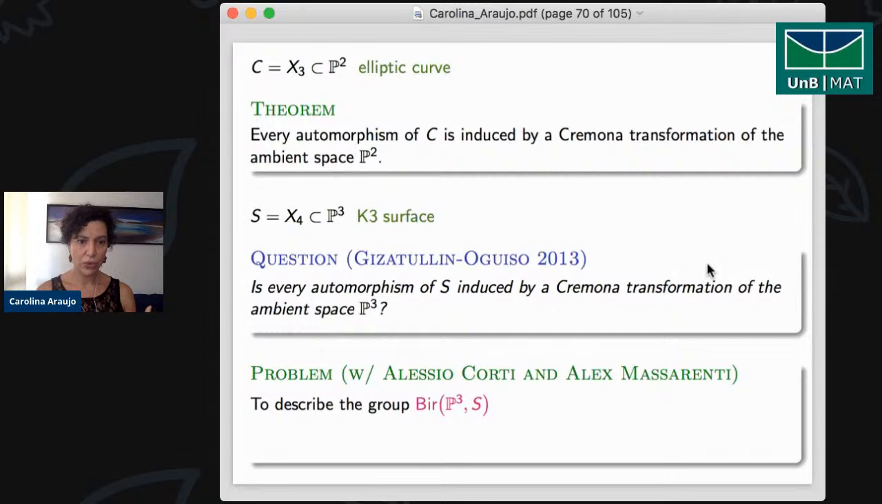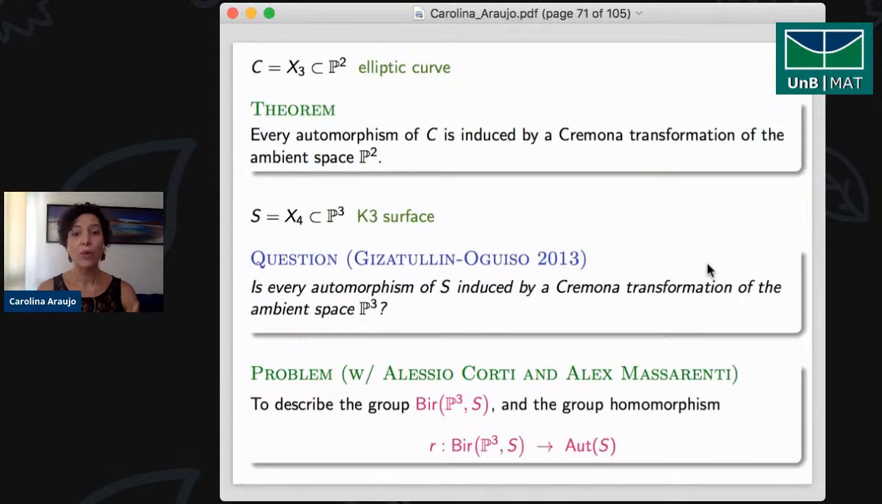And what I would like to explain to you now are the tools that we have been developing to attack this problem. So we want to describe the group of Cremona transformations that preserve S, and then we want to understand this group of homomorphisms. If you want to understand whether a given automorphism is induced by a Cremona transformation, then in other words, what you want to know is whether this automorphism is in the image of this restriction homomorphism. So the birational group of the pair P3 and S is just the group of Cremona transformations that stabilize S, the K3 surface. And then once it stabilizes S, it will induce an automorphism of S.